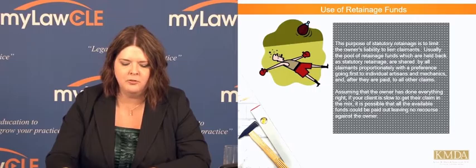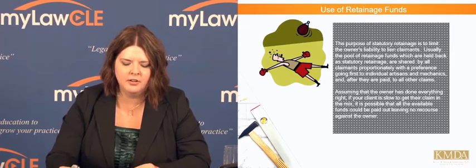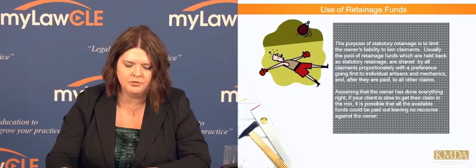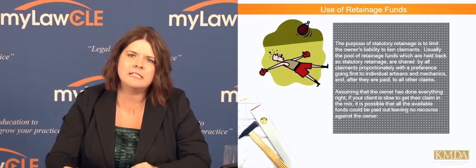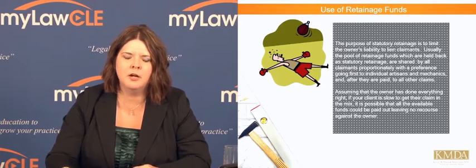So usually the pool of retainage funds is held back, and then it is shared proportionately among all lien claimants. The preference goes first to the individual artisans and mechanics, and after that to all other claims. Assuming the owner has done everything right, if your client is slow to get their claim in the mix, it is possible that the available funds could be paid out, leaving no recourse to the owner.